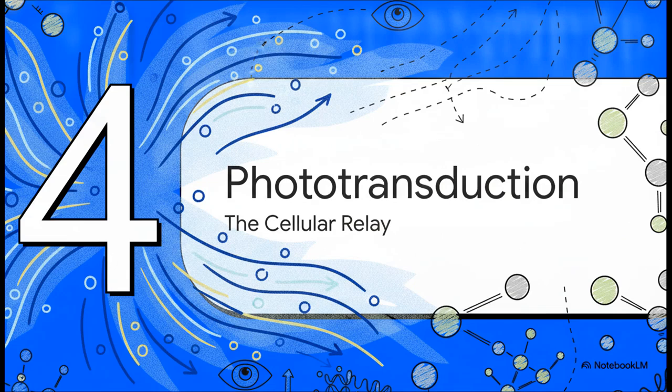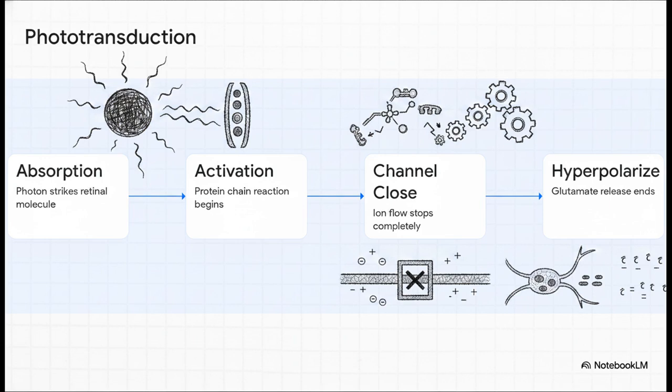All right, section 4, the phototransduction cascade. So, how exactly does light turn this cell off so incredibly fast? Let's zoom all the way down to the molecular level. This is basically a biochemical relay race that happens in a fraction of a millisecond. We can break it down into 4 macro steps.